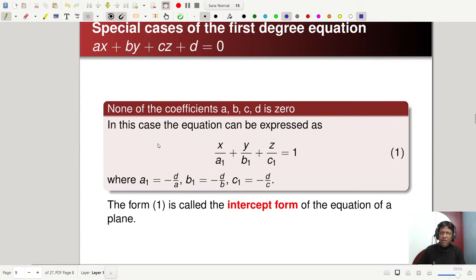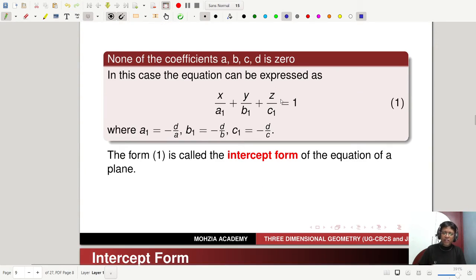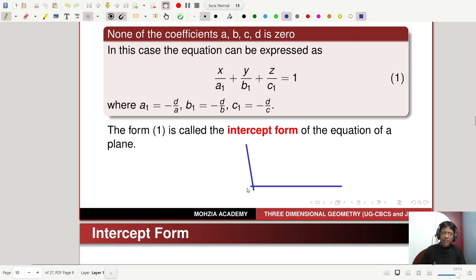Okay. Next, if none of the coefficients are 0, then it will represent the intercept form of the plane. That means it will look like this. It will cut the x-axis at the point (a1, 0, 0), the y-axis at (0, b1, 0), and the z-axis at (0, 0, c1). So you can write that equation in this form.